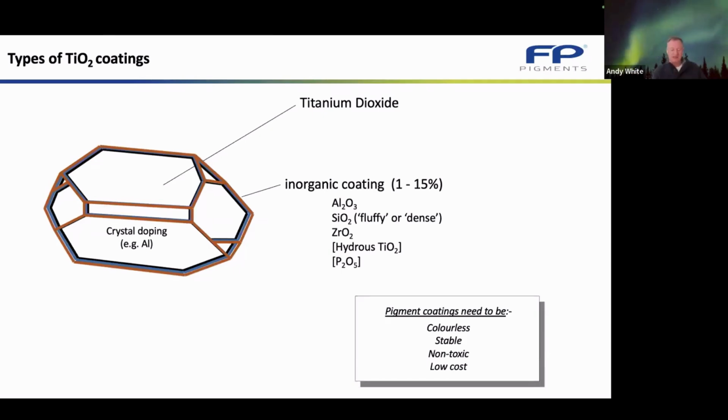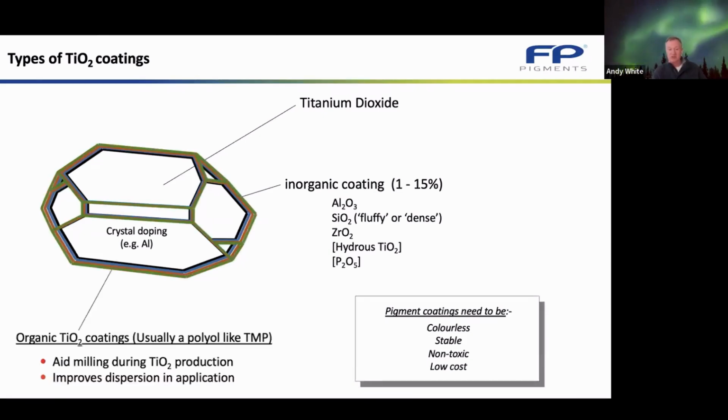But having applied these inorganic coatings, for coatings in general, there's also an organic coating that is added. And this is normally a polyol, most often trimethylolpropane. It's added at the milling stage during the TiO2 production, and it improves the dispersion in the application, especially in solvent-based systems. It also improves the milling, and so the TiO2 producers like to use it.